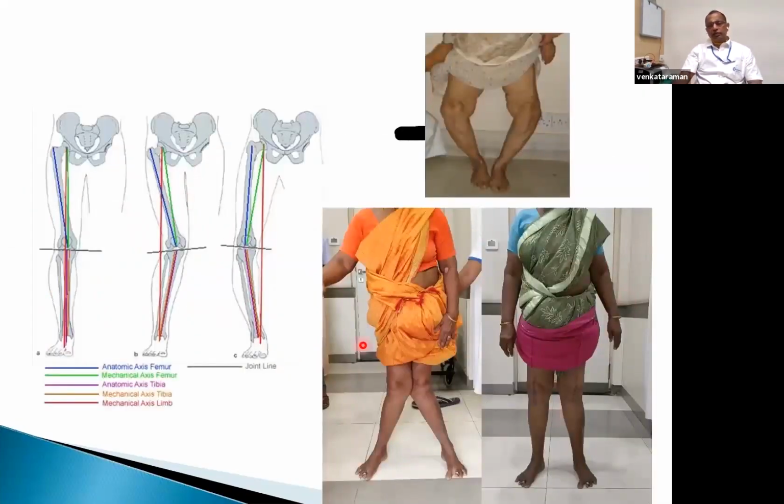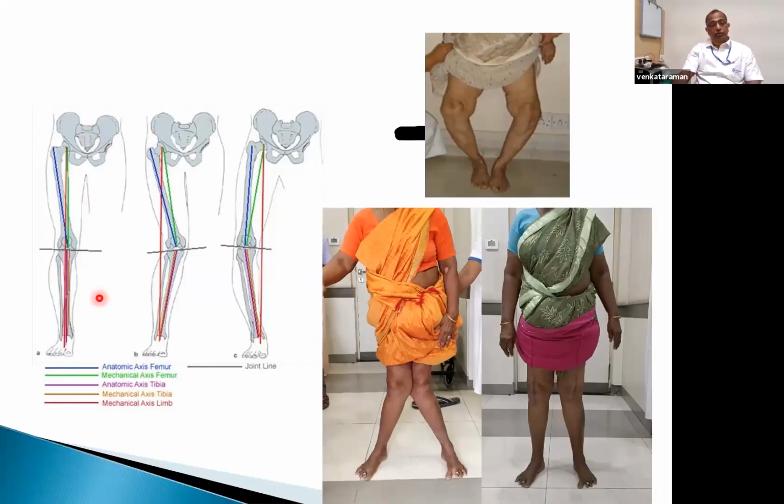So these are the clinical scenarios we come across commonly in the knee. This is just a simple two-plane deformity. We also see other deformities, like tibial torsion, in the clinical scenario. But to make it simple, this is called the bow knee deformity. This is the knock knee deformity.